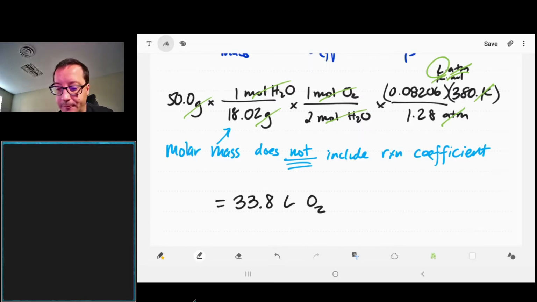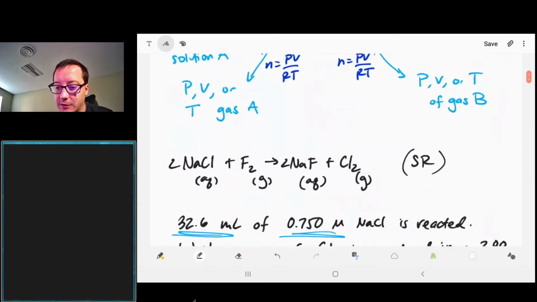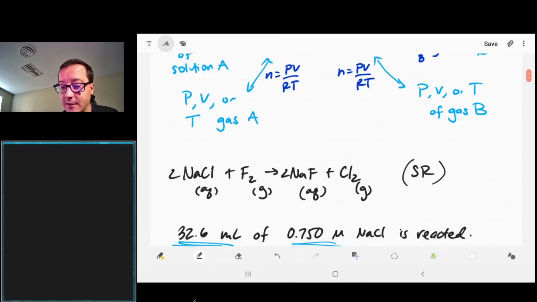All right, so this is kind of the whole idea again. We're just looking at this chart, figuring out what we have, figuring out what we want, and just applying the unit conversion process to get us there. So we're going to see that that's kind of the main idea of this chapter.